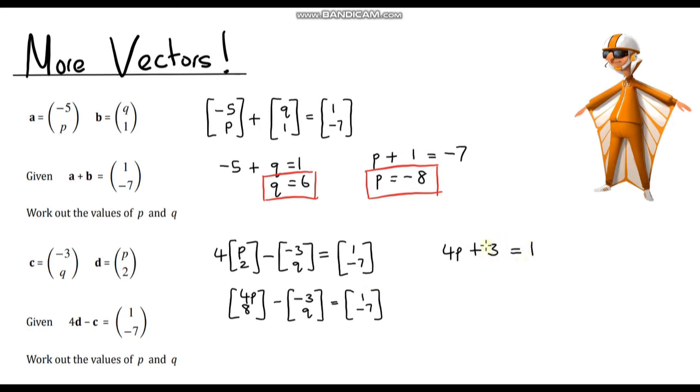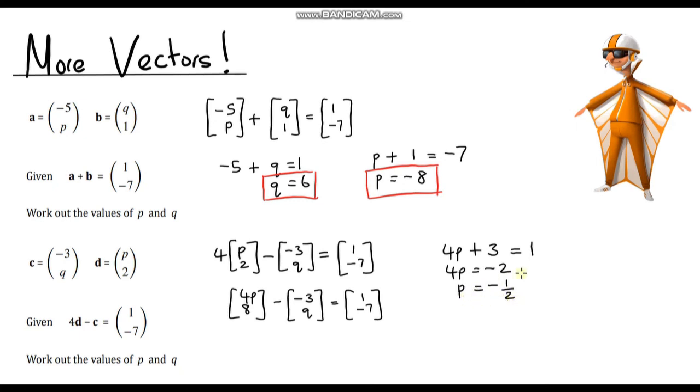So now we want to get p on its own, so if we subtract 3 from both sides, we get 4p is equal to negative 2. Therefore p is equal to negative 2 over 4, which is the same as negative a half. So we've got our value for p.